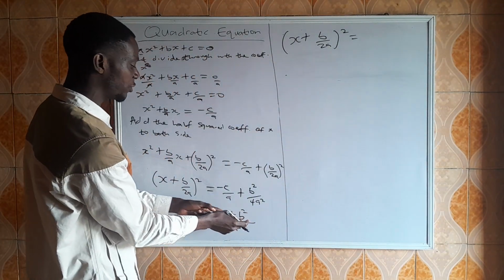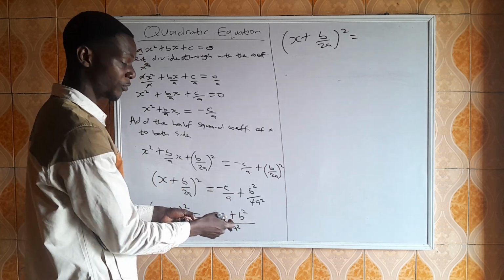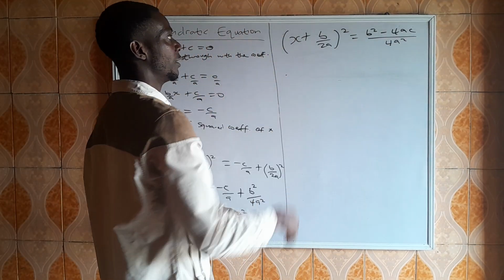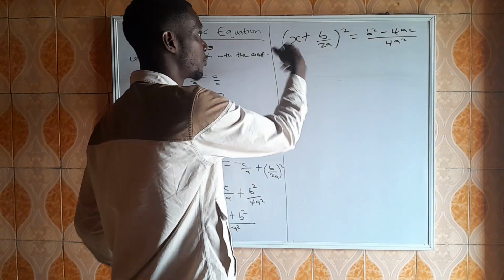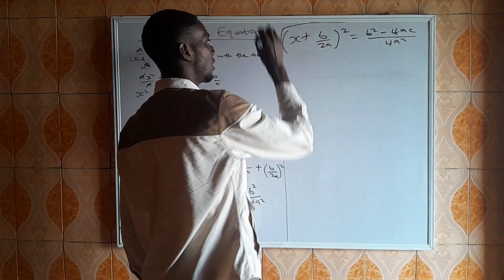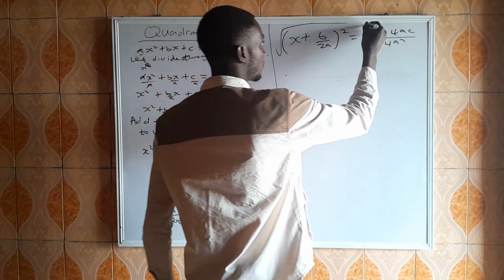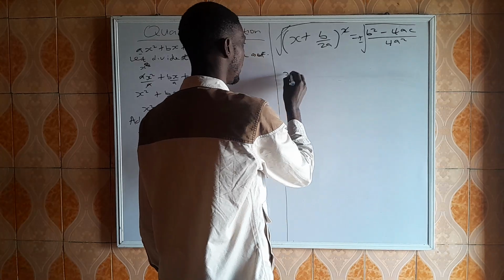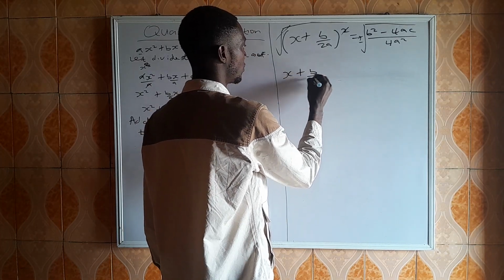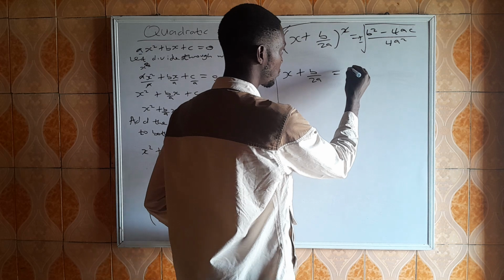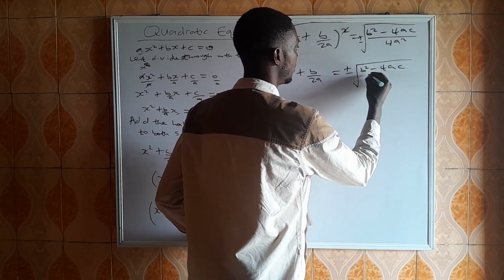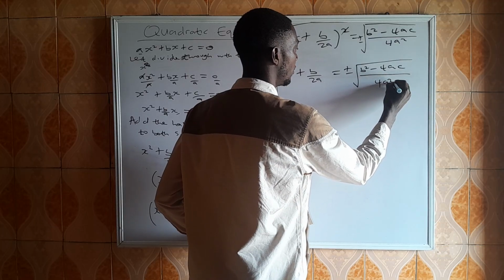Now, let's rearrange. I want the positive one to come before the negative. That's still the same thing. So you have b squared minus 4ac divided by 4a squared. Now, I want to remove this square here. To remove a square, you find the square root of both sides. On this side it will become plus or minus. So this cancels this, and you have x plus b over 2a equals plus or minus the square root of b squared minus 4ac divided by 4a squared.